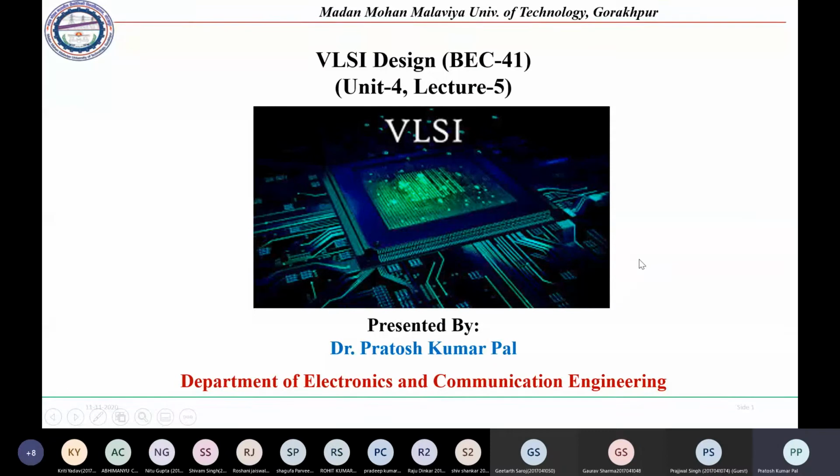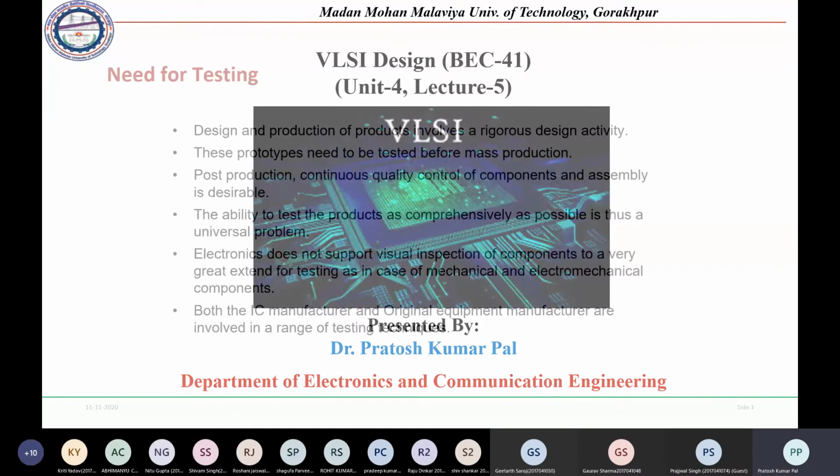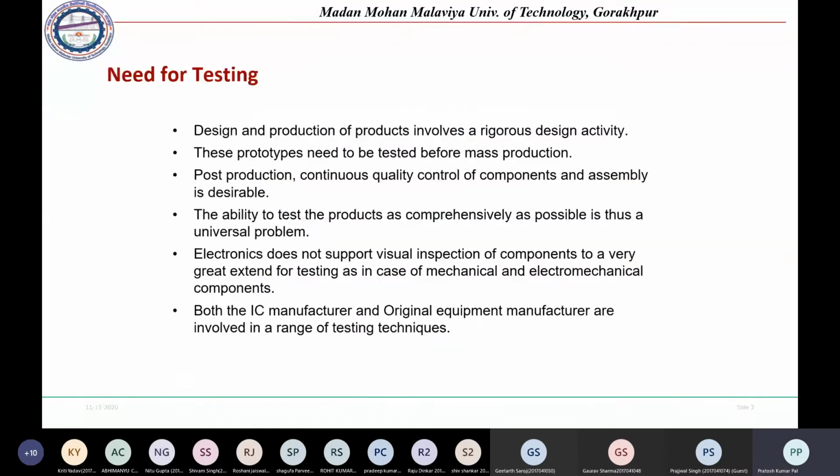So in the previous class, we have gone through different topics that were related to memory design. The next topic we will be dealing with is design for testability. Okay.